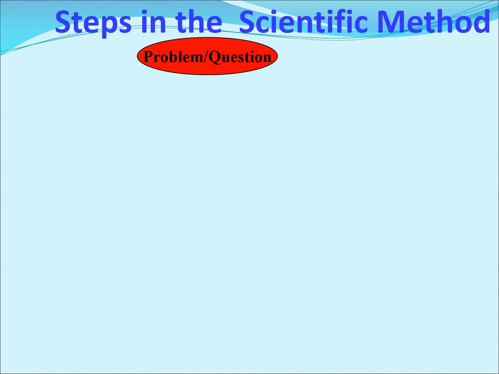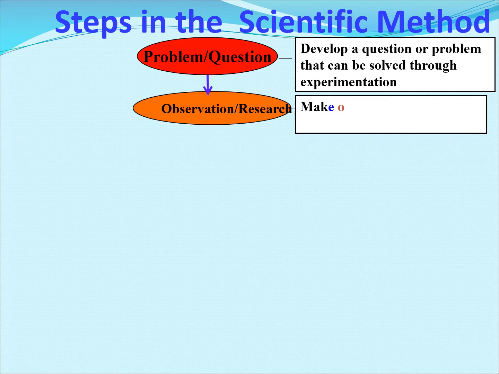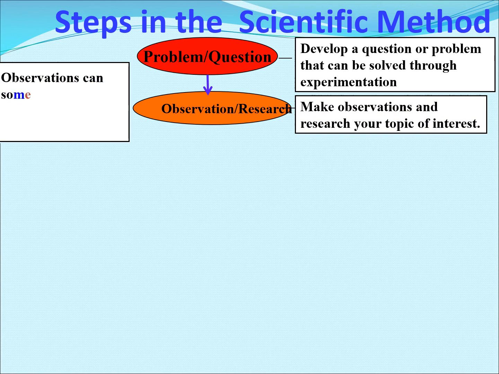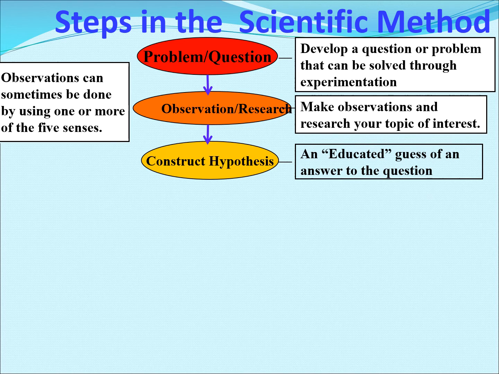Here are the steps in the scientific method. First, you develop a question or problem that can be solved through experimentation. Then, you make observations and research your topic of interest. Observations can sometimes be done by using one or more of the five senses. Then, construct a hypothesis. This is an educated guess of an answer to the question.